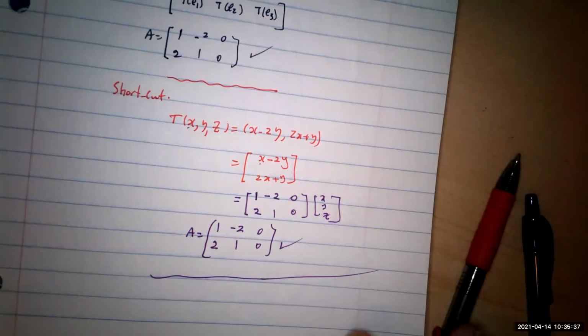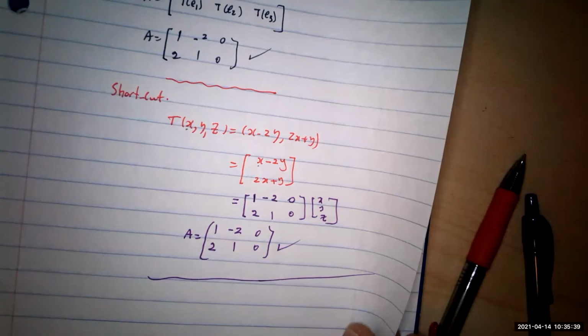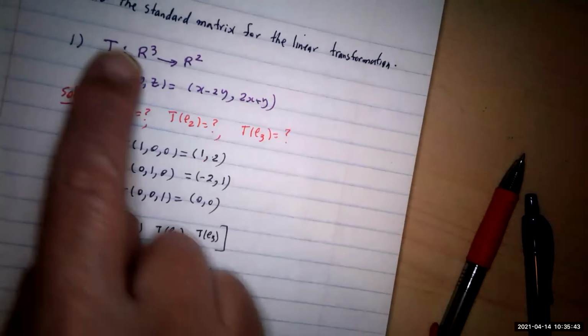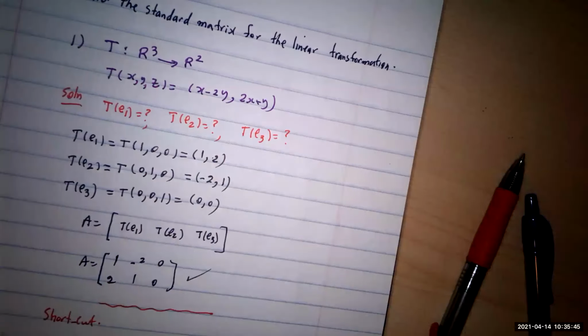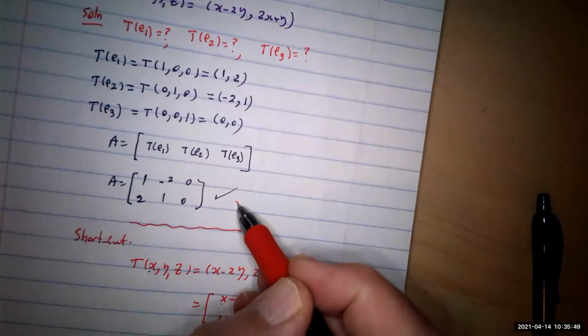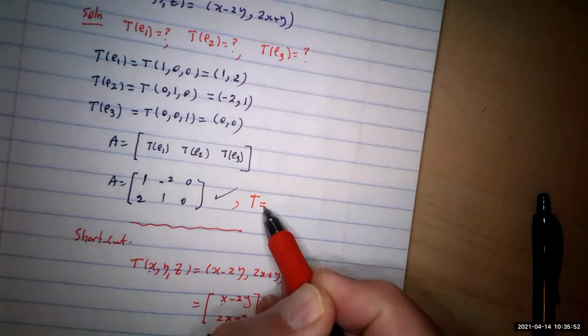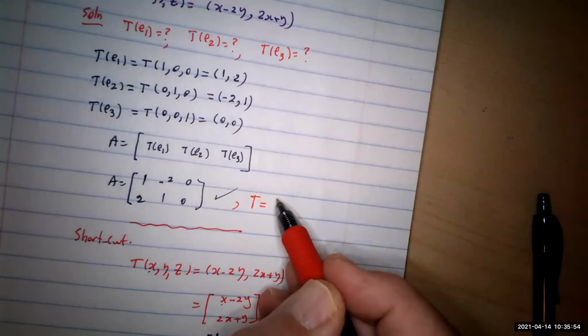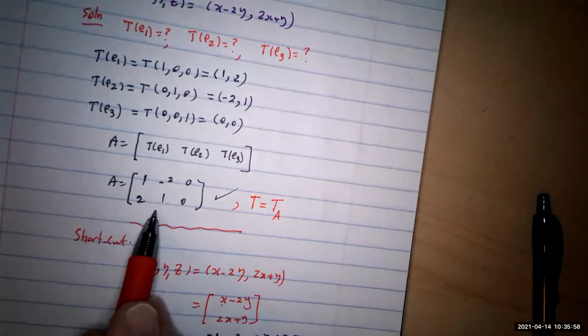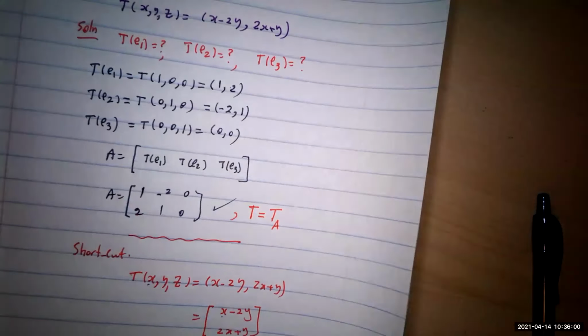Okay, so I'll give you a couple more examples of how we find the standard matrix. That was the first part, finding the standard matrix. So basically, when you find this, it means T is equal to T_A, and A is the one that you find. That was example number 1. Let's try a couple more of these examples.